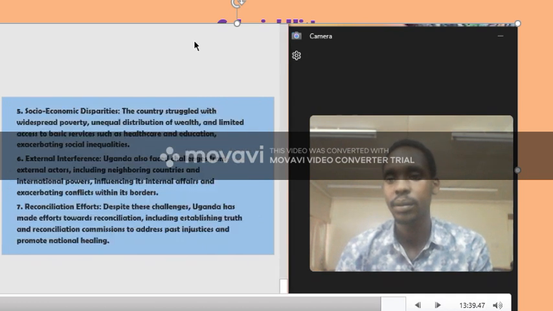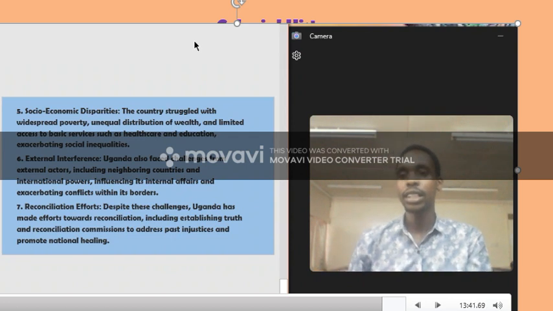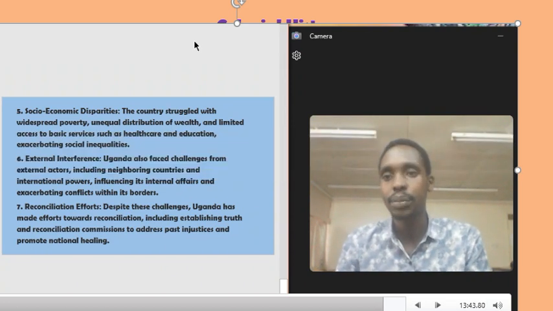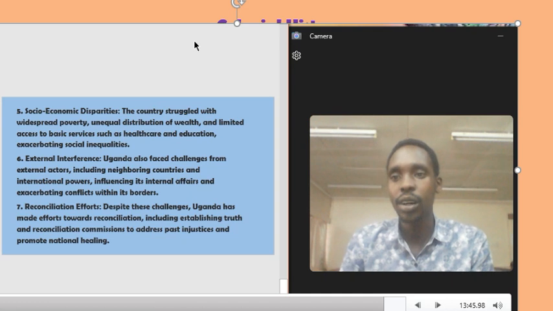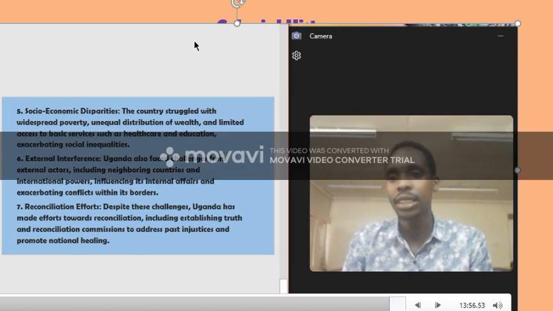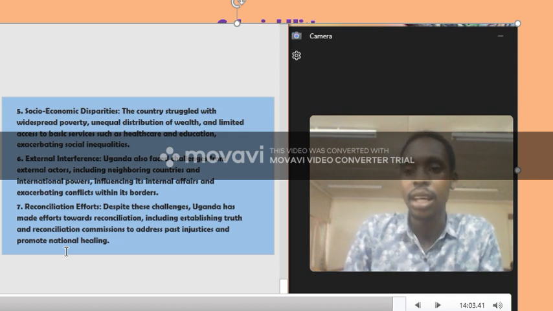Another point is on socioeconomic disparities. The country struggles with widespread poverty, unequal distribution of wealth, and limited access to basic services such as healthcare and education, exacerbating social inequalities.